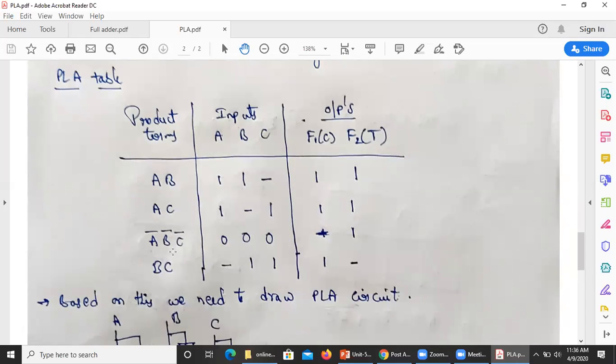And there is no A bar, B bar, C bar. That's why we are keeping dash. And F2 in the true form contains AB, AC, A bar, B bar, C bar. So those are all ones and there is no BC. That's why we are keeping dash.